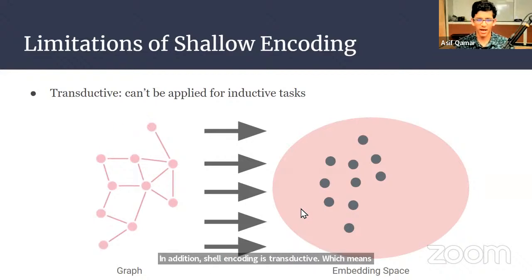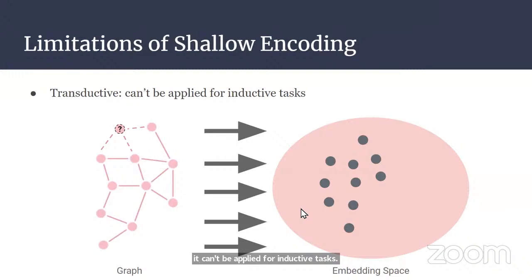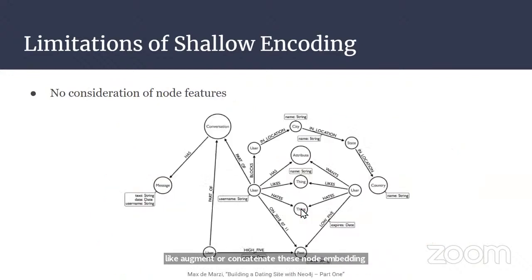So what does this mean? Hey, Adarsh, sorry, just one question. Can you not just augment or concatenate these node embedding features with other features and then use your standard deep learning techniques to train them? Isn't that one way of incorporating these other features that you talk about, or am I missing something?